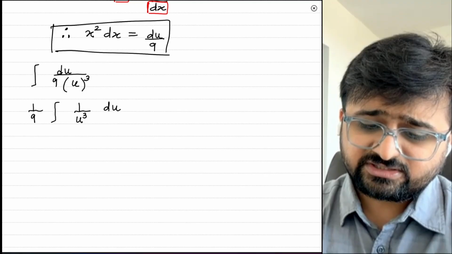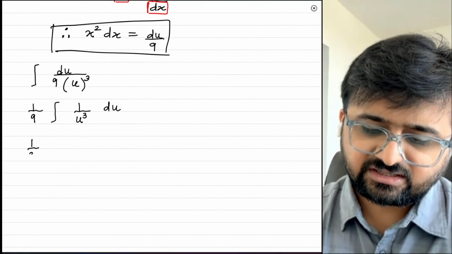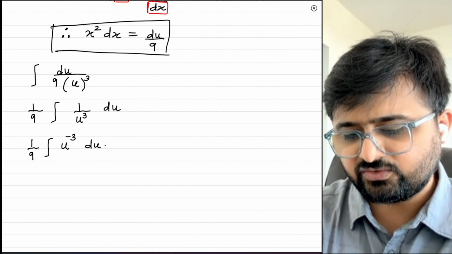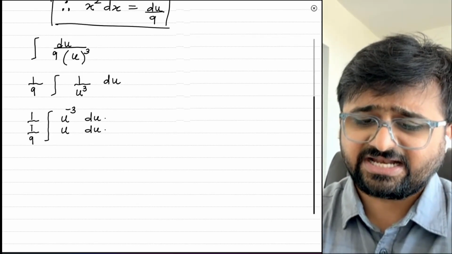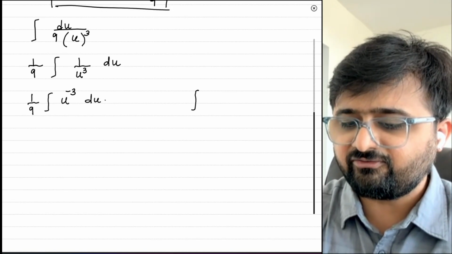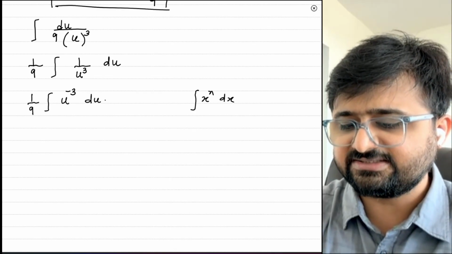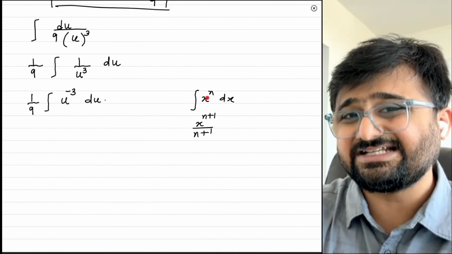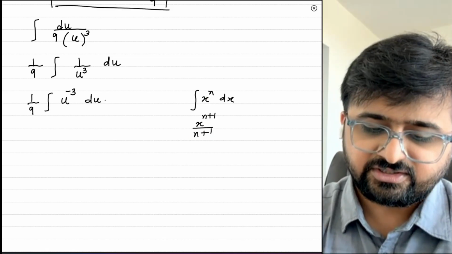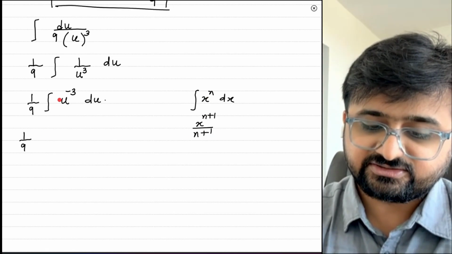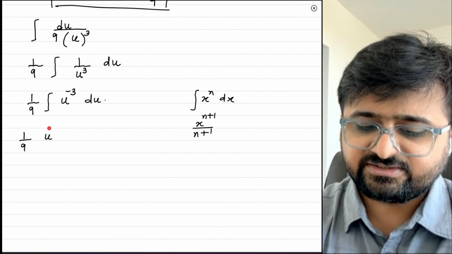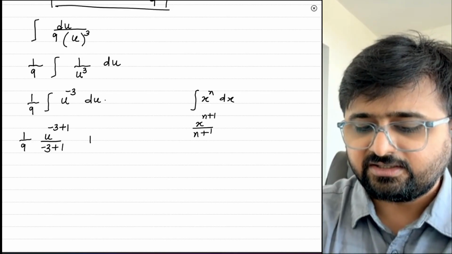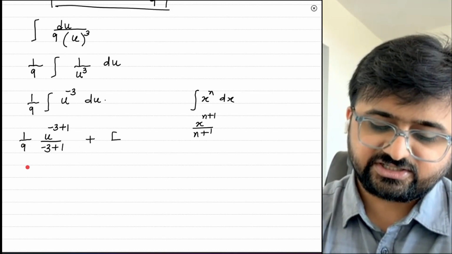Now this 1 over u to the power 3 can be written as u to the power minus 3 with respect to u. We can just apply the simple algebraic formula where we know the integral of x to the power n with respect to x is x to the power n plus 1 divided by n plus 1. So we increase the power by 1 and divide by the same power. We can apply the same idea here. So the integral of u to the power minus 3 is u to the power minus 3 plus 1 divided by minus 3 plus 1, plus let's add the constant of integration c.